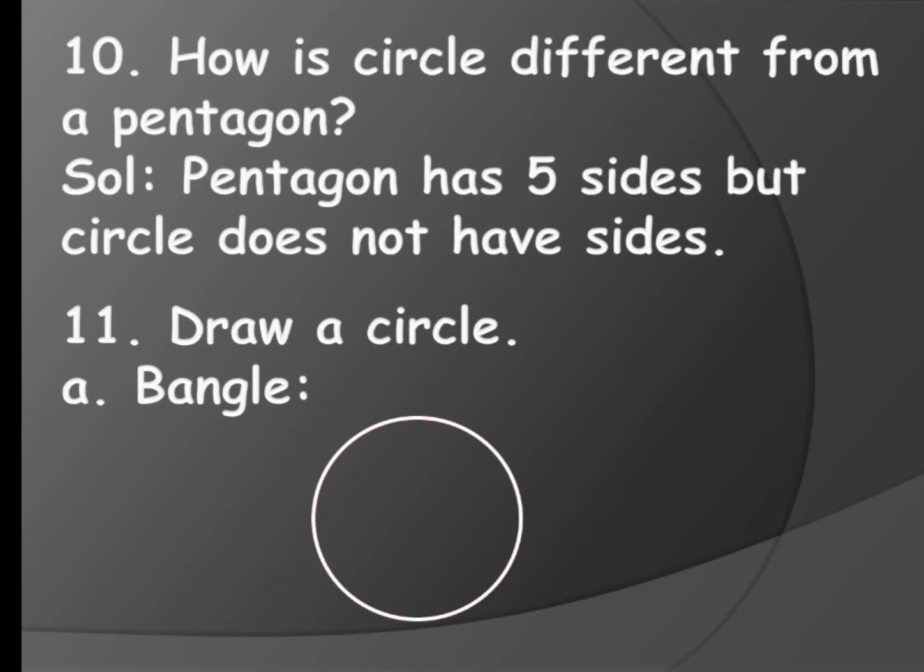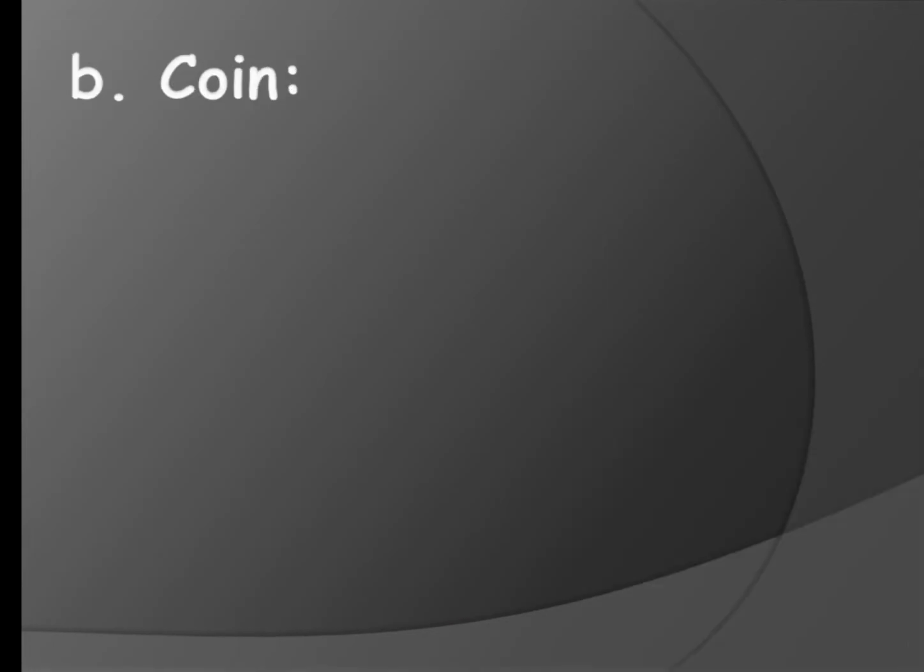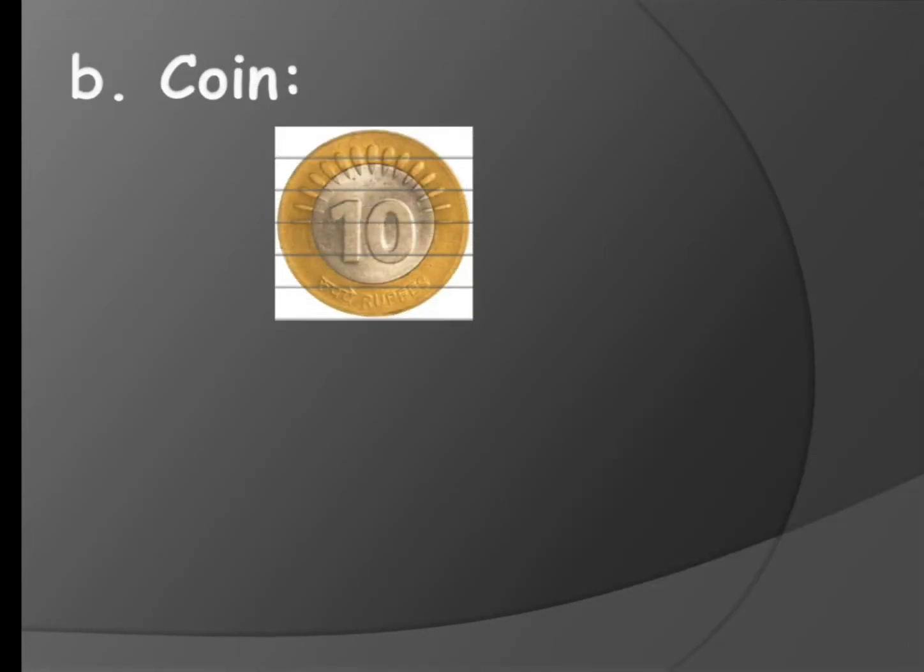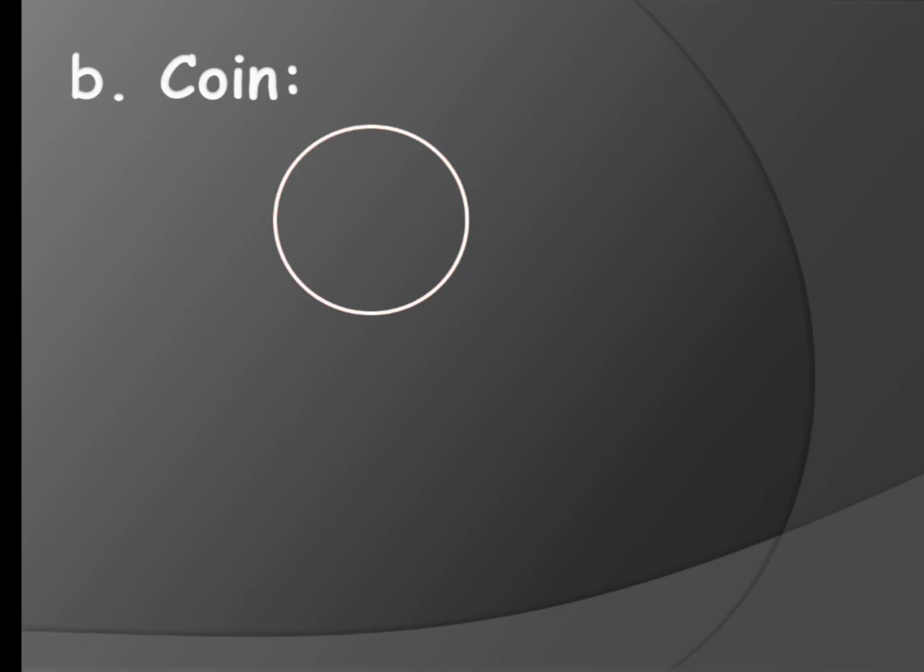Okay, next, with the help of a coin. So you need to place the coin in the same way as you did for the bangle. In the same way you will trace around the coin. Then you can remove the coin. Then the circle is formed with the help of the coin.